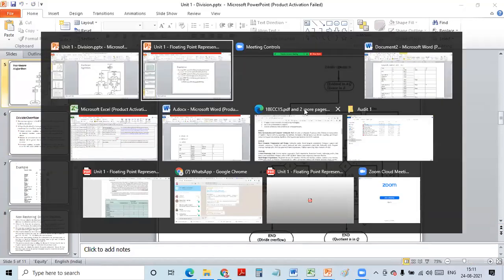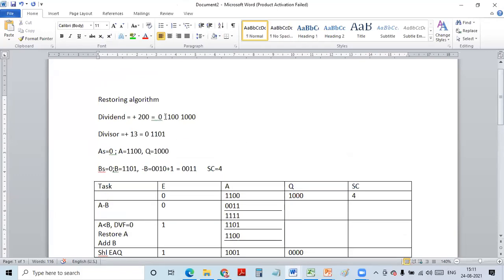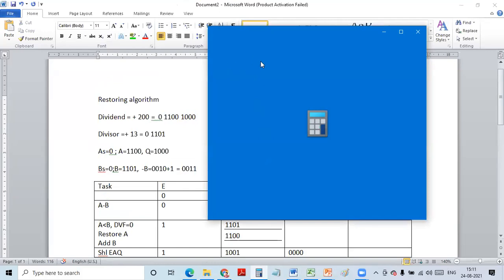Did we perform subtraction the wrong way? We have performed subtraction. Subtraction is minus B. B is 13, 1101. Minus B is 0010 plus 10011. Correct. And what about A? 200 is this? Is it the 200? Yes, ma'am, that's correct. Correct, only 200.